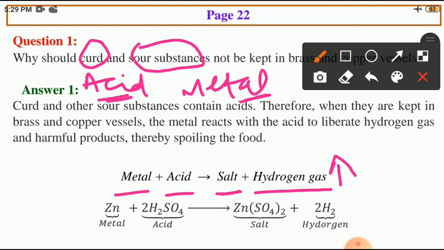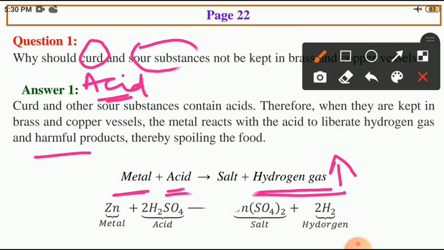So here in the answer we should write curd and other sour substances contain acids. Therefore, when they are kept in brass and copper vessels, the metal reacts with the acid to liberate hydrogen gas and harmful products, therefore spoiling the food. Reaction is metal reacts with acid. It gives salt and hydrogen gas.